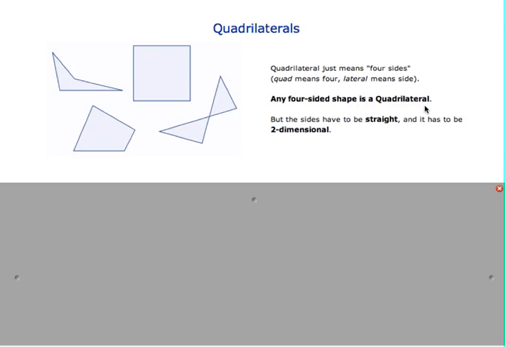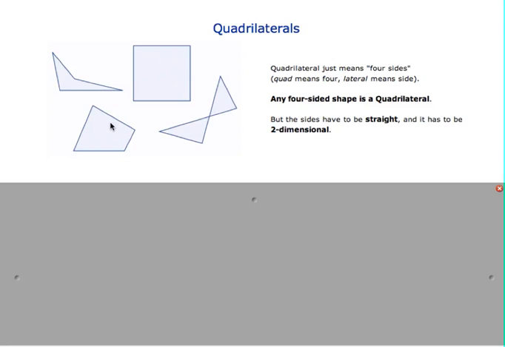Any four-sided shape is a quadrilateral, but the sides have to be straight, and it can't be 3D, it has to be two-dimensional. If you look at my four examples here, which ones do you think are quadrilaterals? This shape has four sides, and they are straight. Is this a quadrilateral? This shape is also four-sided, and they are straight. This shape is a quadrilateral.